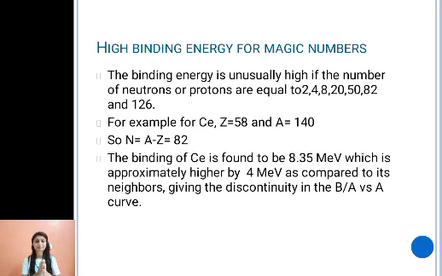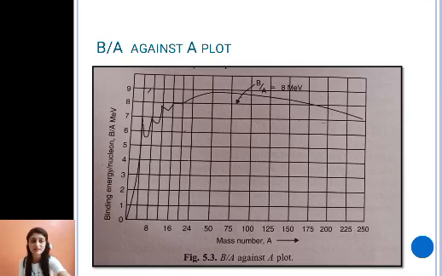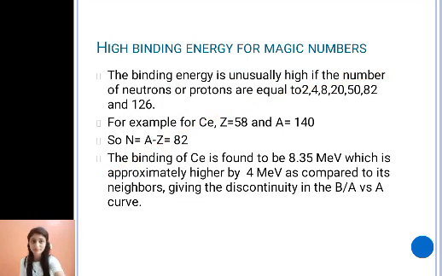Now here you can see in the graph there are certain kinks. If you take the example of carbon, nitrogen, oxygen, all of them have binding energy per nucleon less than 8 MeV, but still they are found to be stable because either the proton number or neutron number matches one of these numbers, 2, 4, 8. Take the example of oxygen: the proton number is 8, so it has exceptional stability.